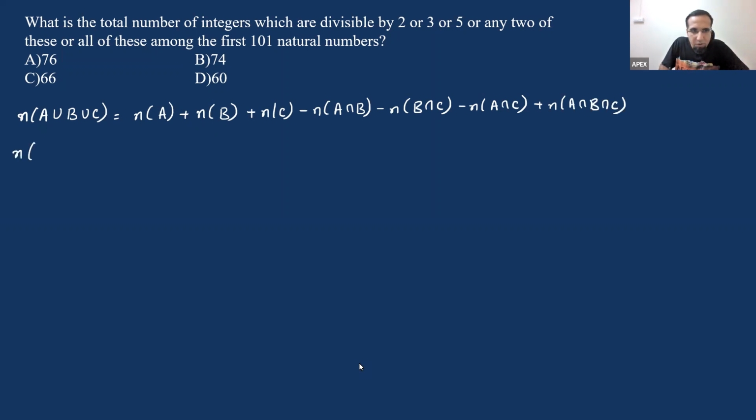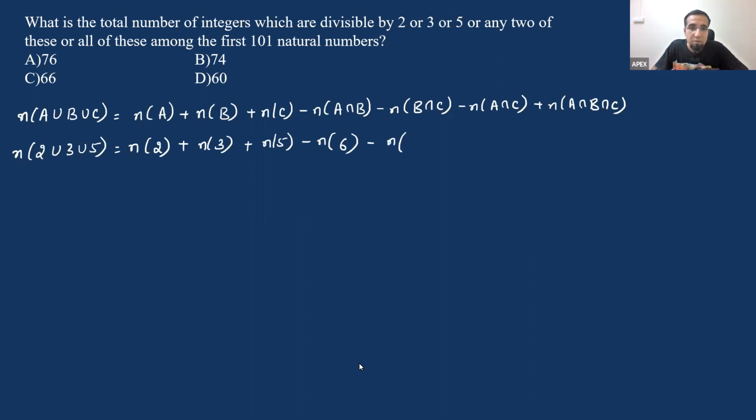So here if I'm talking about number of numbers divisible by 2 union 3 union 5, so I need to know all the numbers which are divisible by 2 from 1 to 101. Similarly, all the numbers which are divisible by 3 from 1 to 101, all the numbers that are divisible by 5 from 1 to 101. Now, number of numbers divisible by 2 and 3. 2 and 3 is 6. Number of numbers divisible by 3 and 5, the LCM is 15. And number of numbers divisible by 2 and 5, the LCM is 10. Plus n of A intersection B intersection C, that is 2, 3, and 5. So LCM of 2, 3, and 5 will be 6, 5 are 30.